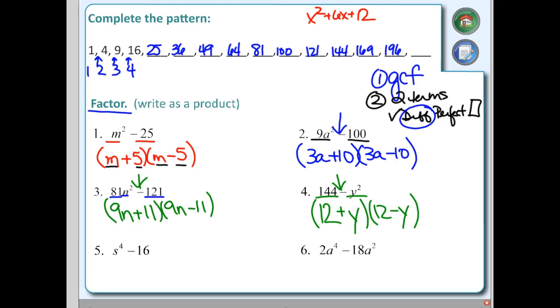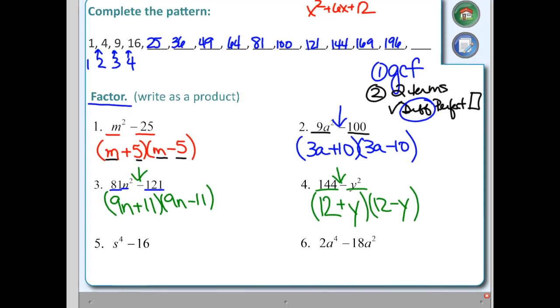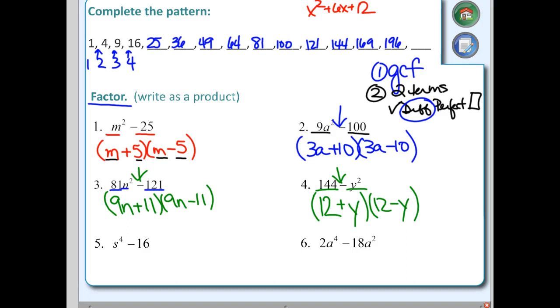Now, let's look at number 5, throwing us a little bit of a curveball here, but that's okay. So if I look at number 5, we've got s to the 4th minus 16. So GCF, no GCF in number 5. Or is it difference of perfect squares? Well, my exponent is even, so that is a perfect square. 16 is a perfect square. We got the minus sign in between.